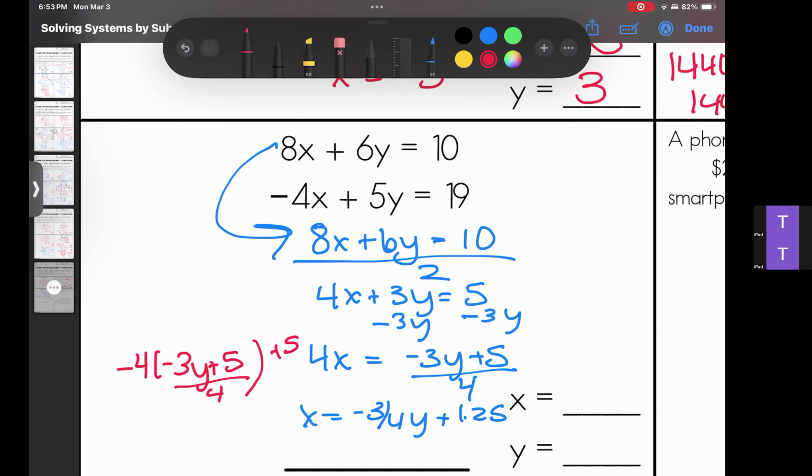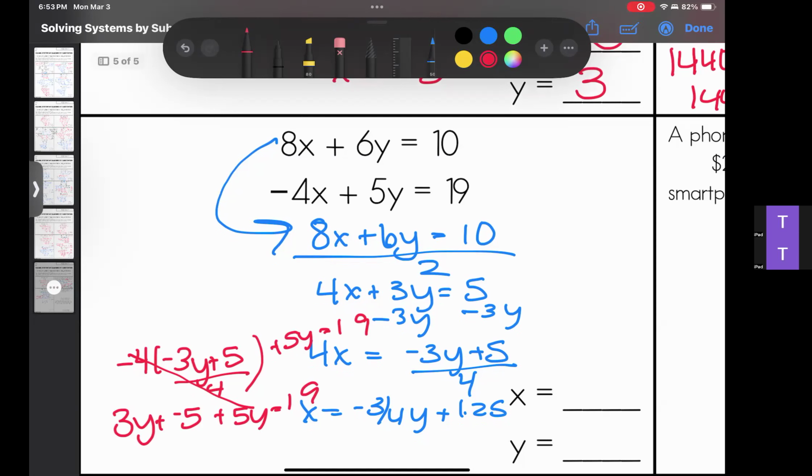Because plus 5y equals 19. These are gonna cancel out. Okay, but then we have our negative. So we're gonna have 3y plus negative 5 plus 5y equals 19. Yes. Oh, this is so good. All right, so we have 8y plus negative 5 equals 19.